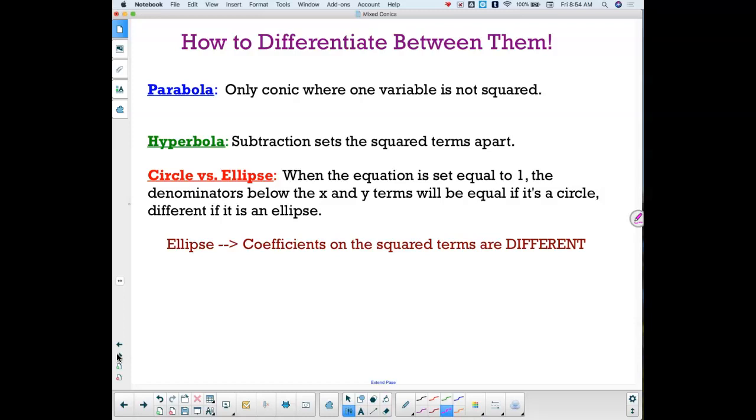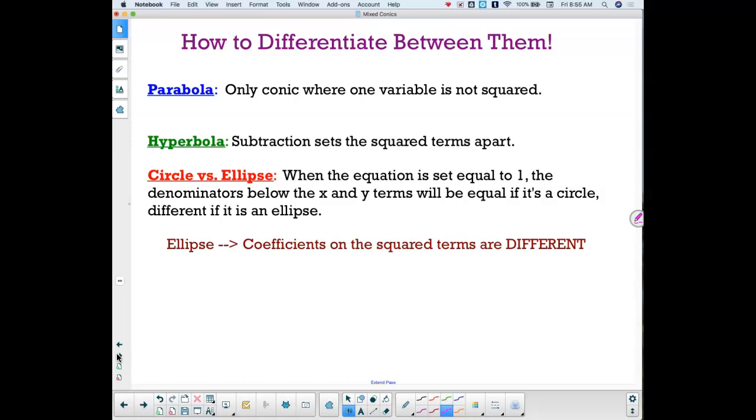Circles and ellipses both have 2 squared variables, with addition signs between the 2 squared variables. The difference is, in an ellipse, the coefficients on the squared terms are different. On a circle, the coefficients are the same. Okay? So that's the checklist that you need to run down every time.